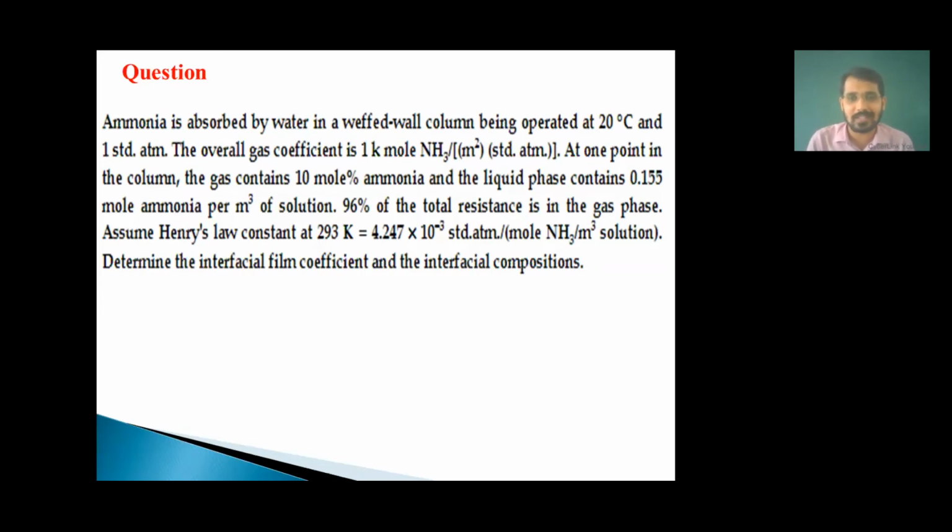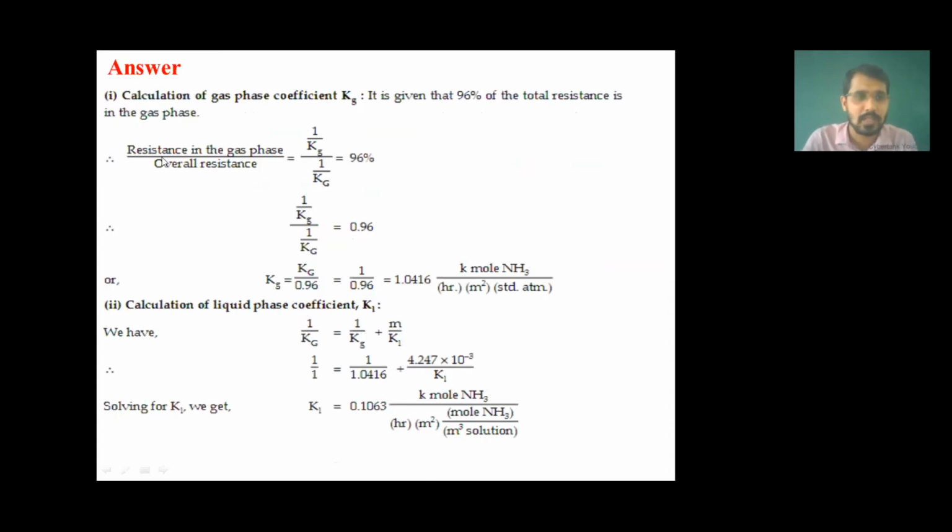96% of the total resistance is in the gaseous phase. Assume that Henry's law constant at 293 Kelvin is equal to 4.247 into 10⁻³ standard ATM per mole NH3 per meter cube of solution. So we have to determine the interfacial film coefficient and the interfacial composition. Overall we have to determine 5 terms.